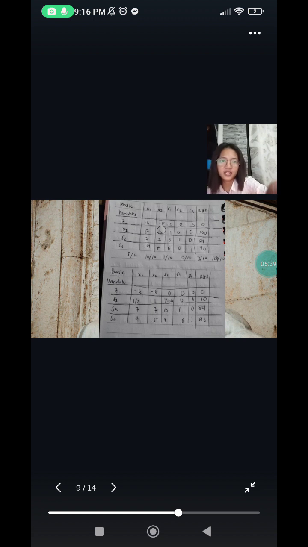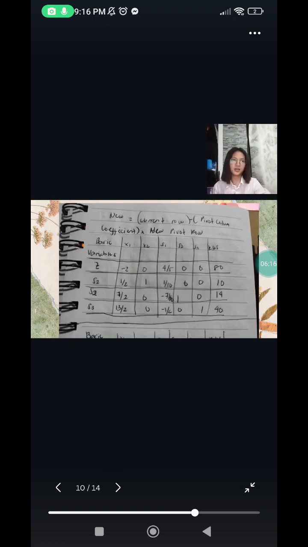Next, we need to divide the current pivot row by the pivot element to make the new pivot row coefficients. So, 5 divided by 10 is equal to 1 half. 10 divided by 10 is equal to 1. 1 over 10 is 1 tenth. 0 over 10 is 0. Again, 0 over 10 is 0. And 100 divided by 10 is 10. Next. Here is our final pivot column.